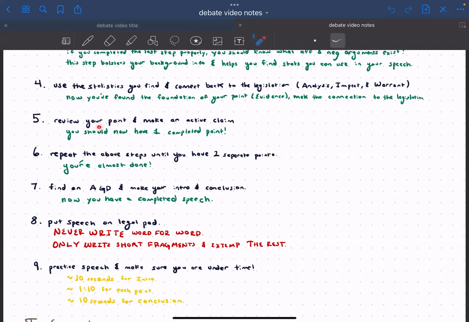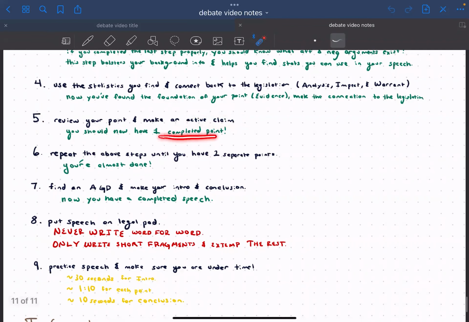Fifth step is just to review this point and make sure that you have an active claim. Now you're creating the claim. You should now have one completed point. So congratulations, you started off with evidence, then you moved on to an analysis, impact, and warrant. And then once you reviewed your whole argument, you can now make an active claim to describe what exactly you're trying to argue for. And now you have one completed point.